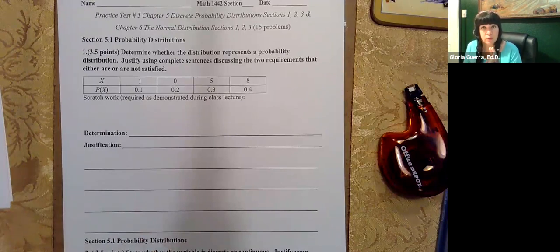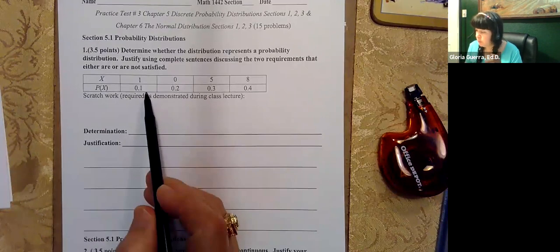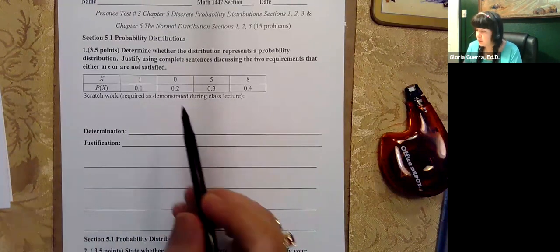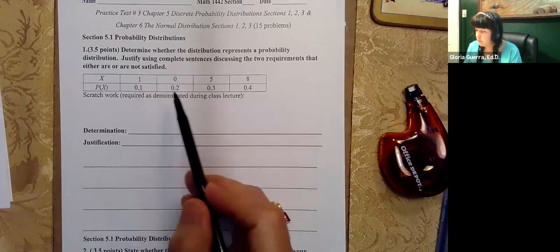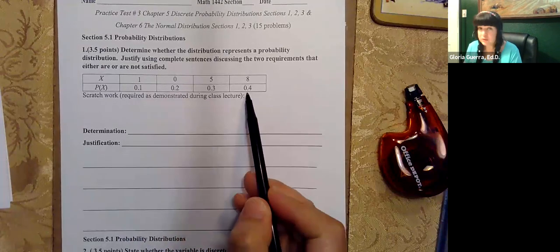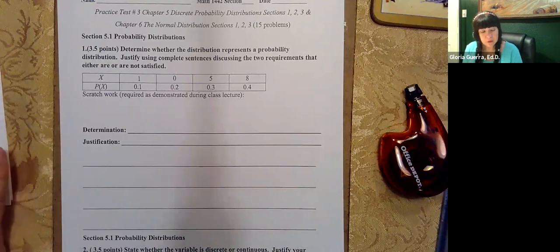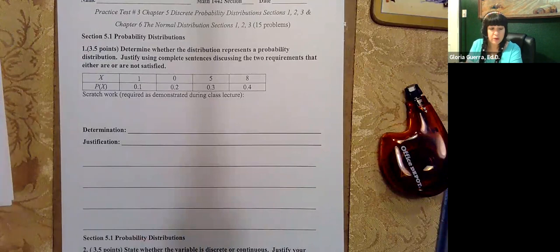The two requirements are that, first of all, when you add up all these probabilities, they have to equal 1. The other requirement is that each individual probability has to be a value between 0 and 1 inclusive. And so you want to talk about that. Show your work is required as demonstrated during class. This is showing the work about the summation, to see what the value of the summation is.